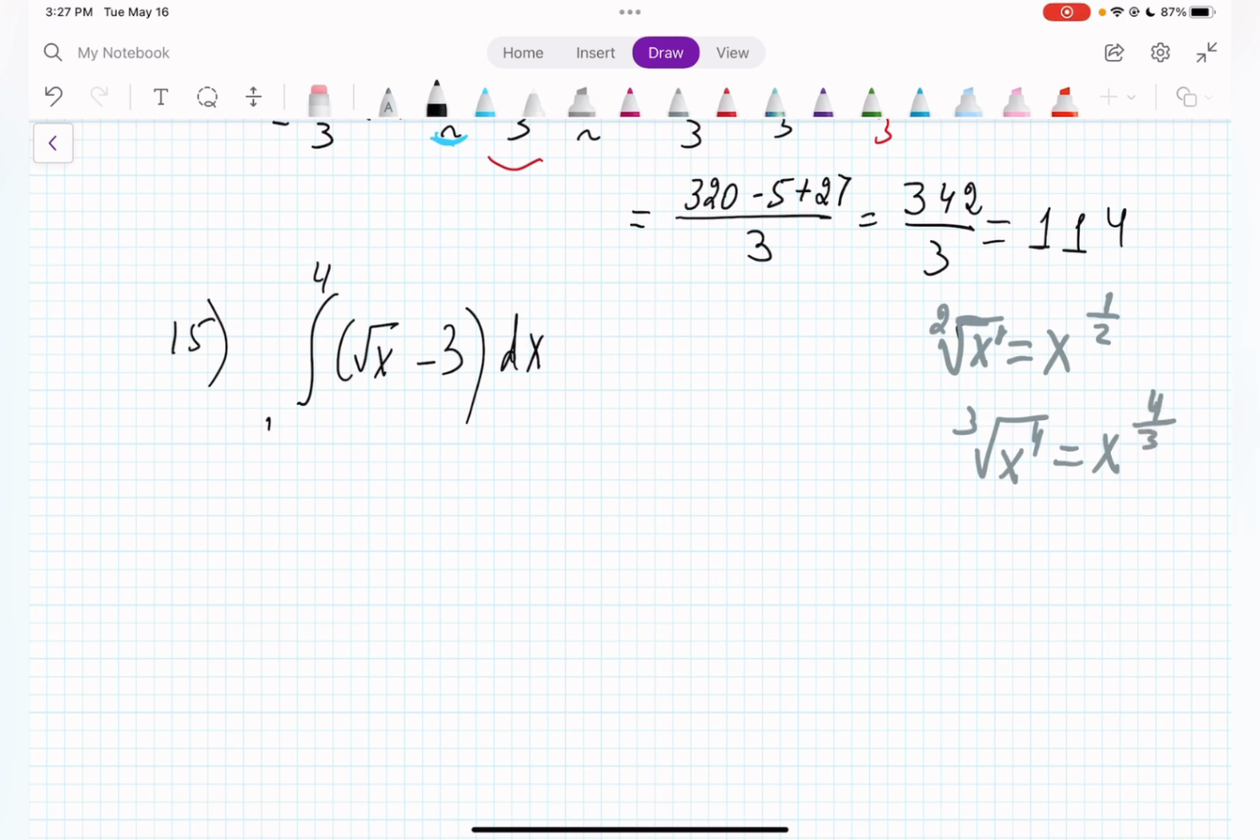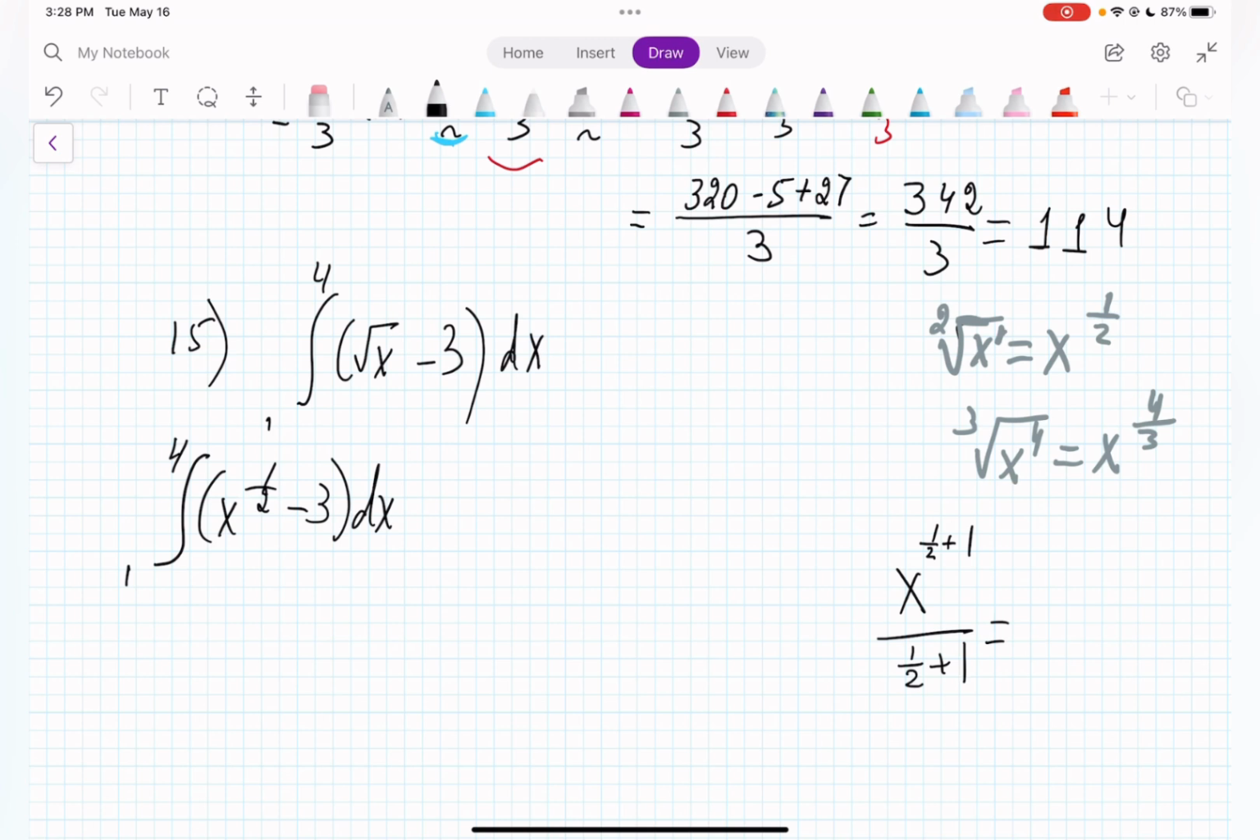So back to our problem. This is going to be between 1 and 4, the integral of x to power 1/2 minus 3 dx. So the integral of x to power 1/2 is x to power 1/2 plus 1 over 1/2 plus 1. So 1 and 1/2 is 3 over 2, right? x to power 3 over 2 divided by 3 over 2, which means if I divide, flip, it's going to be 2 over 3, x to power 3 over 2.